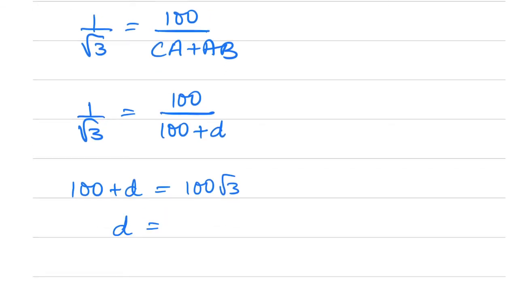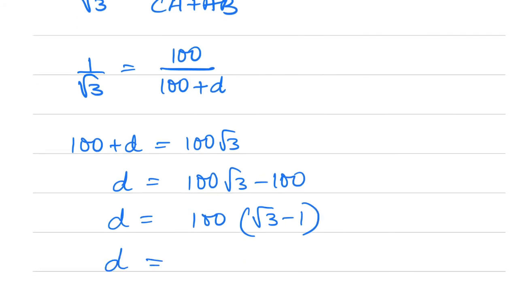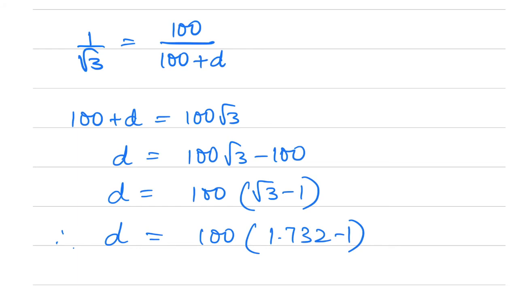D is equal to 100 root 3 minus 100. D is equal to 100 common, root 3 minus 1. Therefore, D is equal to 100 times, and root 3 is given to us as 1.732, minus 1.